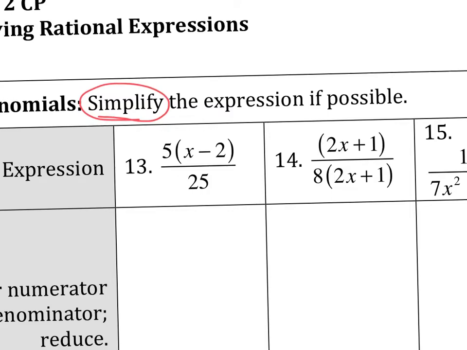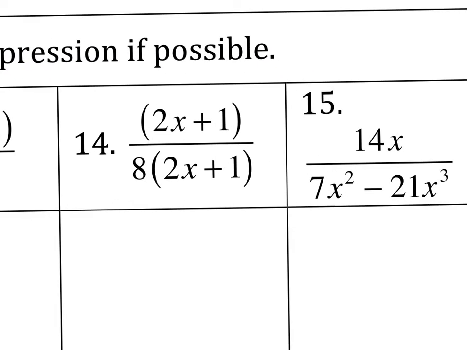So let's actually start with number 14, to reduce on this one. We do not reduce the 2x's. Do not reduce the 1's. What we do reduce is the 2x plus 1 and the 2x plus 1. All of it, the entire binomial, is one expression. Now, the numerator reduces to 1, so my final simplified form is 1/8.